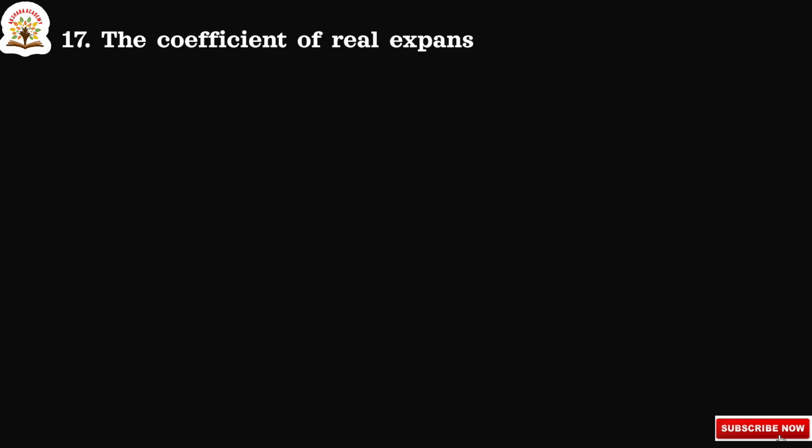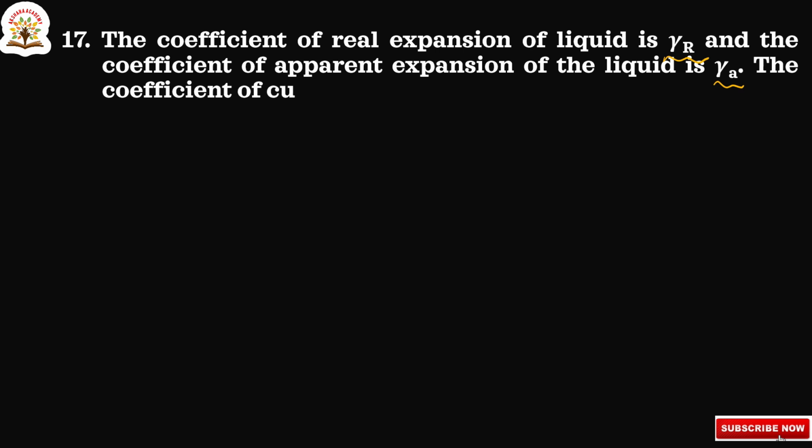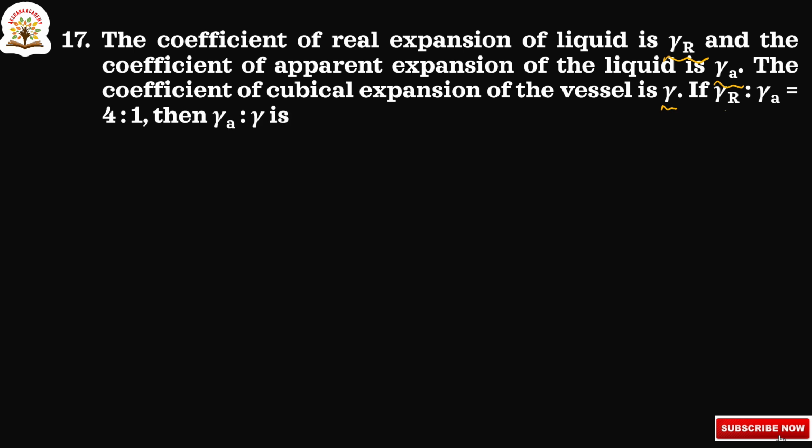The coefficient of real expansion of a liquid is gamma R and the coefficient of apparent expansion of the liquid is gamma A. The coefficient of cubical expansion of the vessel is gamma. If gamma R to gamma A is 4:1, then what is gamma A to gamma? Here they have given the ratio of gamma R and gamma A as 4:1. We have to calculate the ratio of gamma A and gamma, the coefficient of apparent expansion and the coefficient of cubical expansion of the vessel. Let us go to the solution.